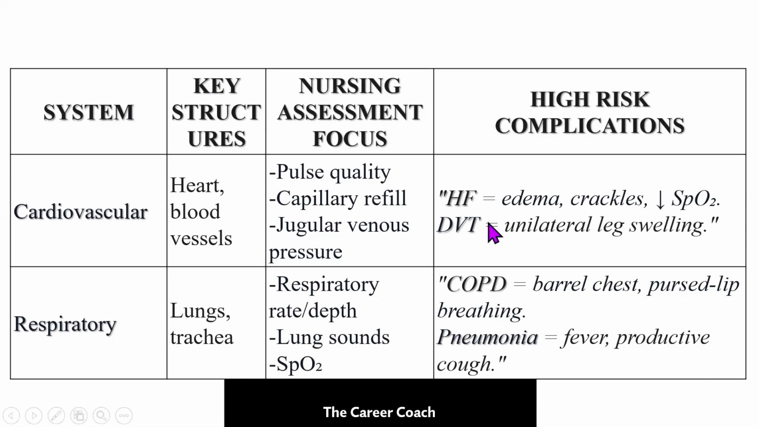The next high-risk complication with regards to the cardiovascular system is DVT, deep vein thrombosis, which is evidenced by unilateral leg swelling. The next system we look at is the respiratory system.